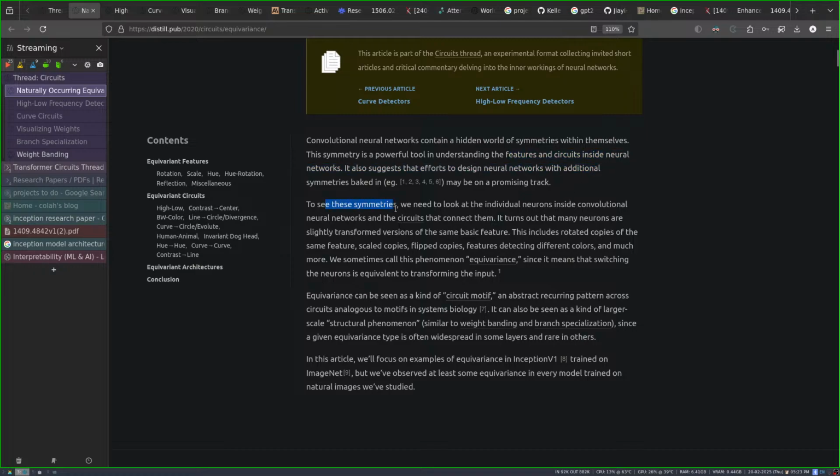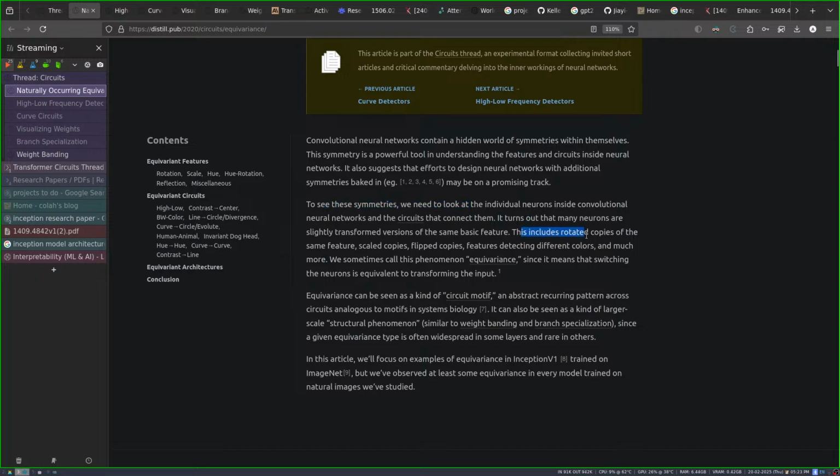To see these symmetries, we need to look at the individual neurons inside the convolutional neural network and the circuits that connect them. It turns out that many neurons are slightly transformed versions of the same basic feature.